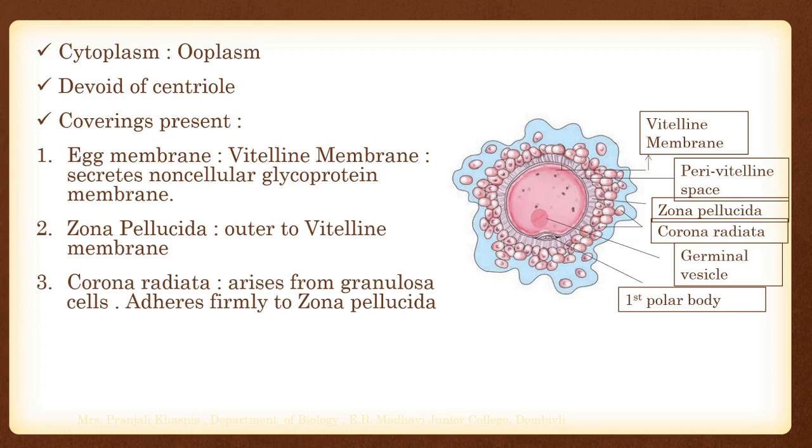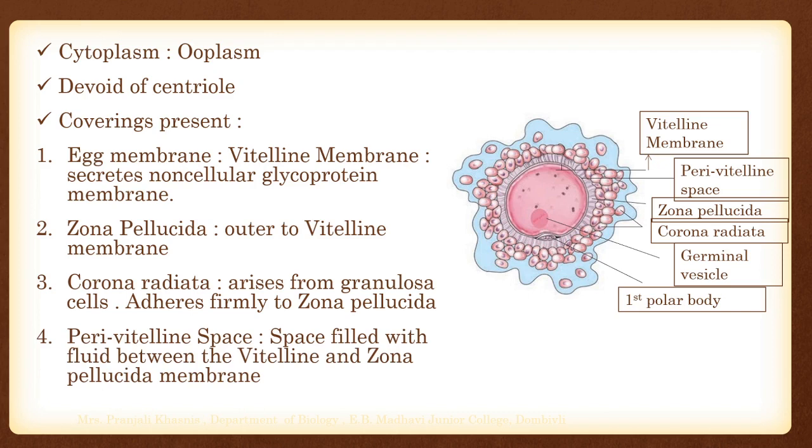You can see the structure of the secondary oocyte on the slide, which consists of cytoplasm, in this case called ooplasm. It is devoid of centriole, and coverings are present, like the egg membrane, zona pellucida, corona radiata, etc. The corona radiata arises from the granulosa cells and adheres firmly to the zona pellucida, while the zona pellucida is outer to the vitelline membrane. The egg membrane is called the vitelline membrane, which secretes a non-cellular glycoprotein membrane. The perivitelline space is the space filled with fluid between the vitelline and zona pellucida membranes.